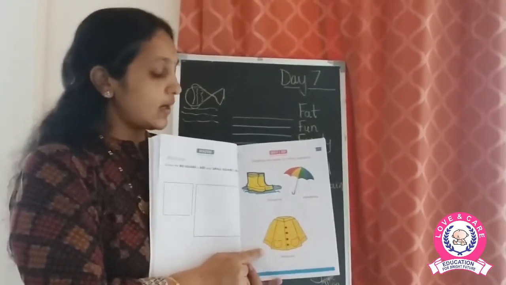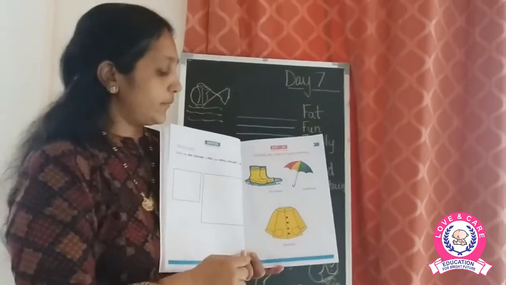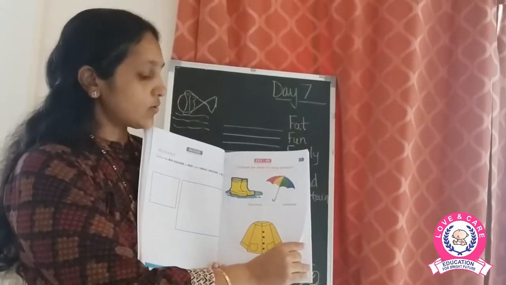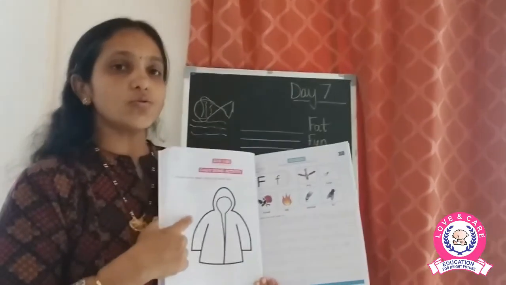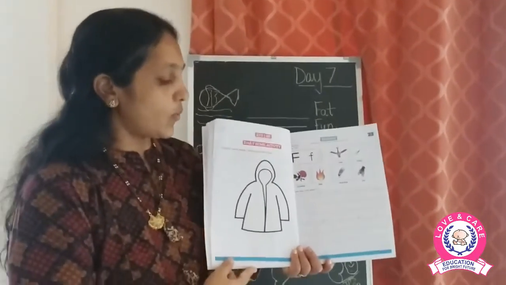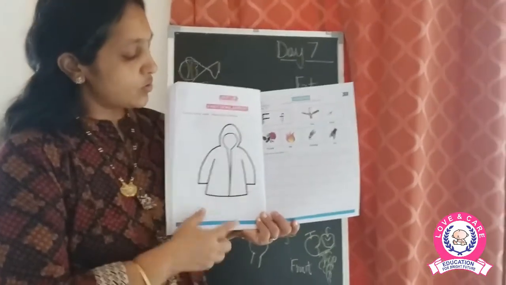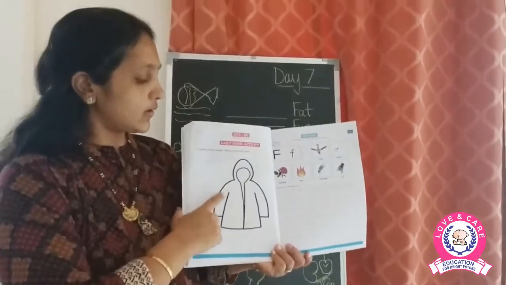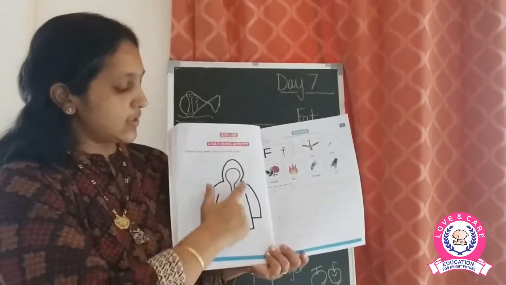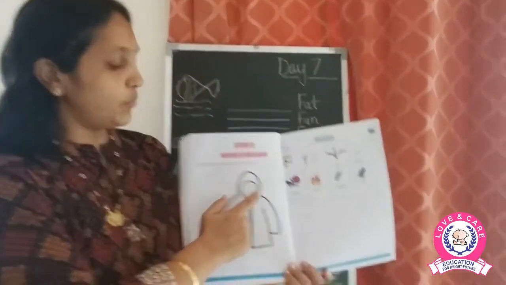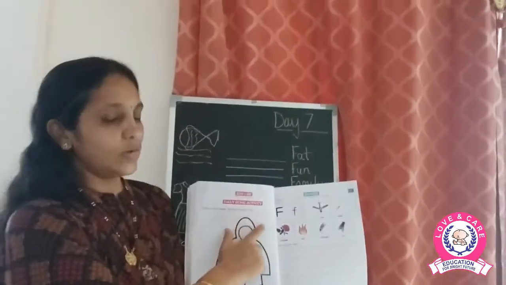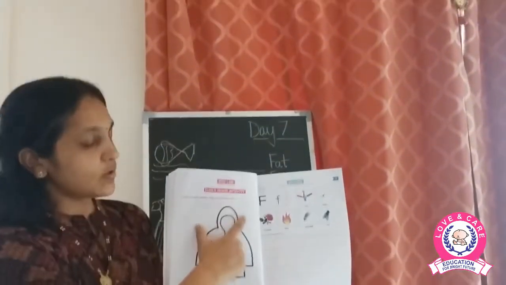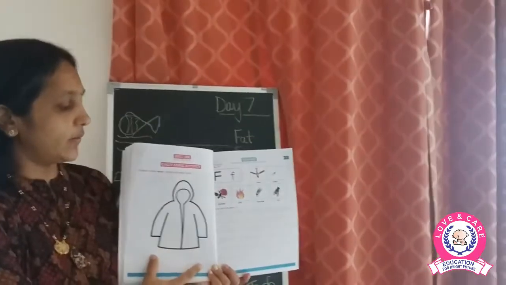move outside during rain. Okay children, when you turn the page, here you have to do one drawing work. You have to color the raincoat. This is a raincoat and you have to color it blue. That is, color the rainy wear raincoat with blue color. So you have to color this raincoat blue.